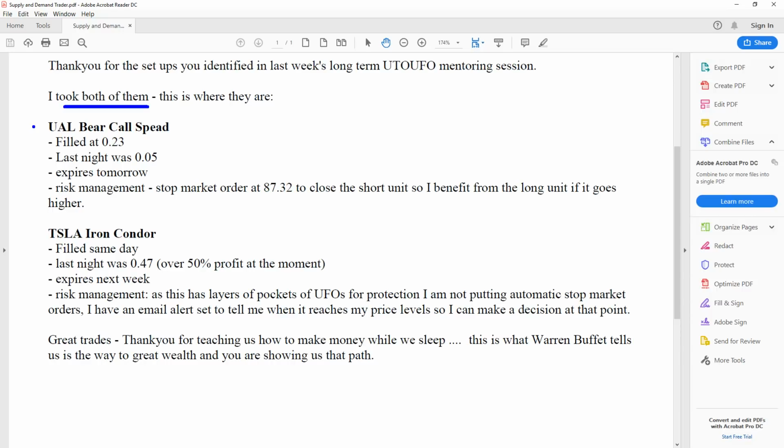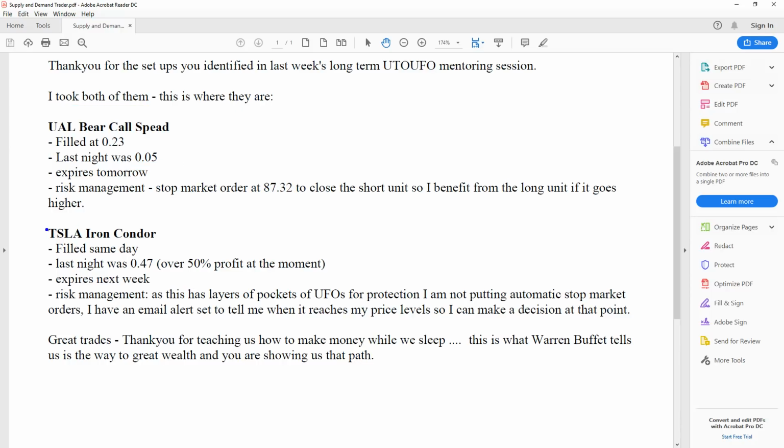Anyway, the United Airlines Berkov spread was filled at 23 cents. Currently, the value of the spread is 5 cents and it expires tomorrow. So basically, that will end up very closely to, or almost, a sure thing profit at this point. I mean, you can never say it the way I said it, but you got my point.